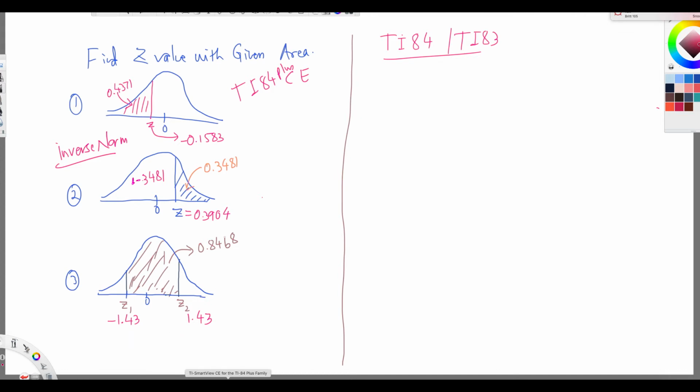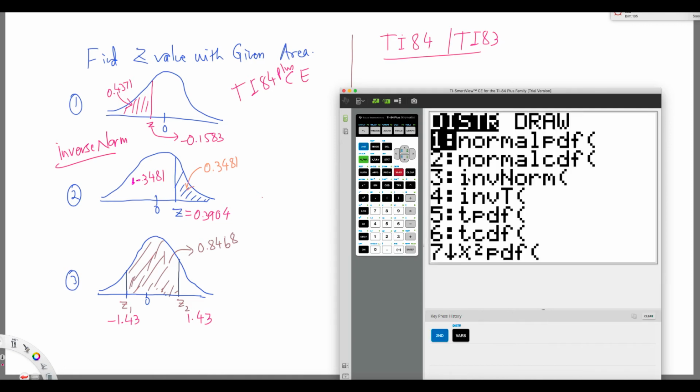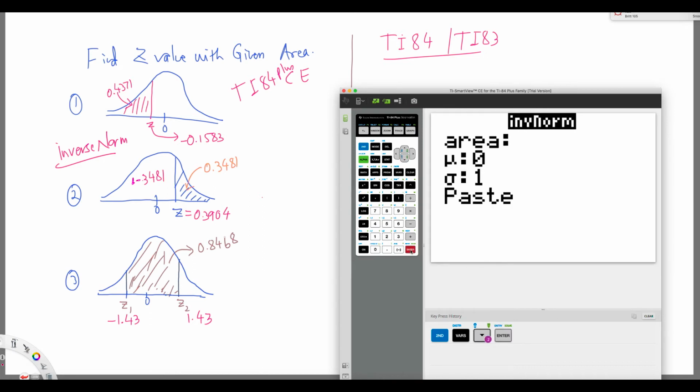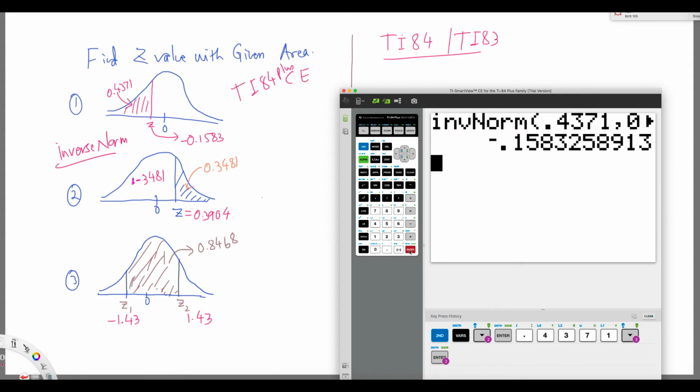Okay, so let us go to the calculator and go to the second and then inverse. What is the inverse norm? It is number 3. Go to number 3, hit enter, and it asks what is the area? Area is 0.4371. Then mu is 0, sigma is 1. Now you paste it, hit enter, and you got 0.1583.